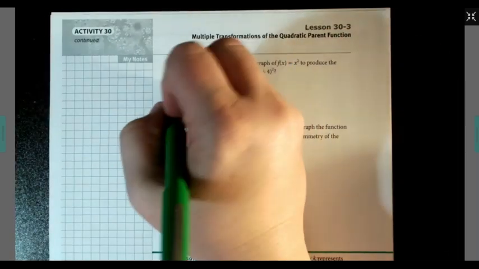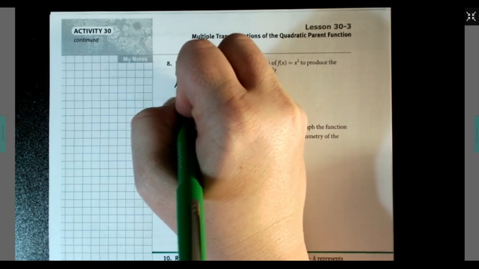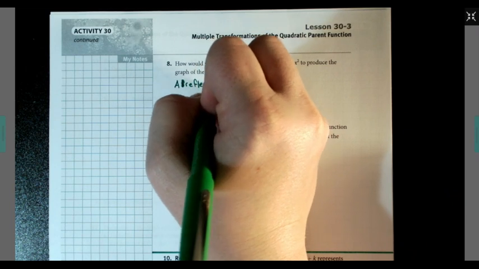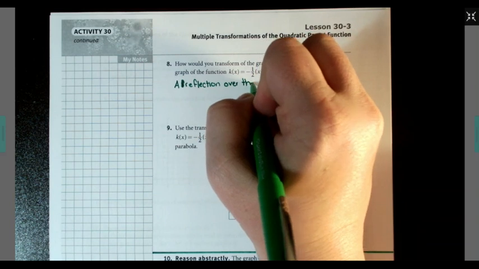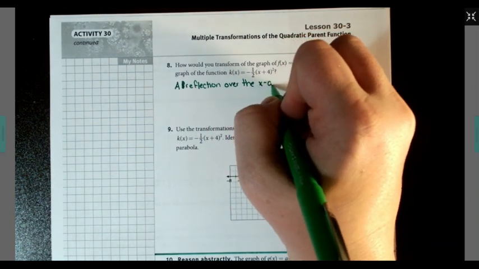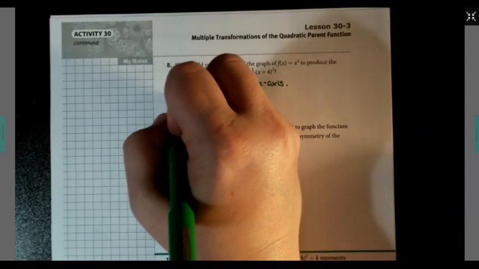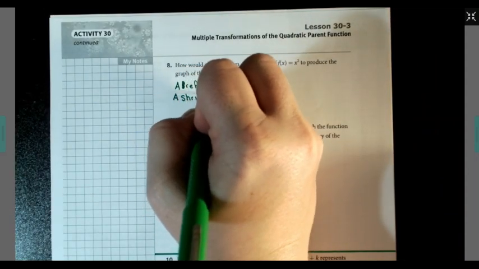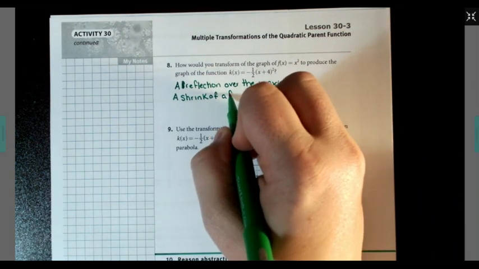Well, we would have a reflection over the x-axis because of the negative. We're going to have a shrink of a factor of 1/2.